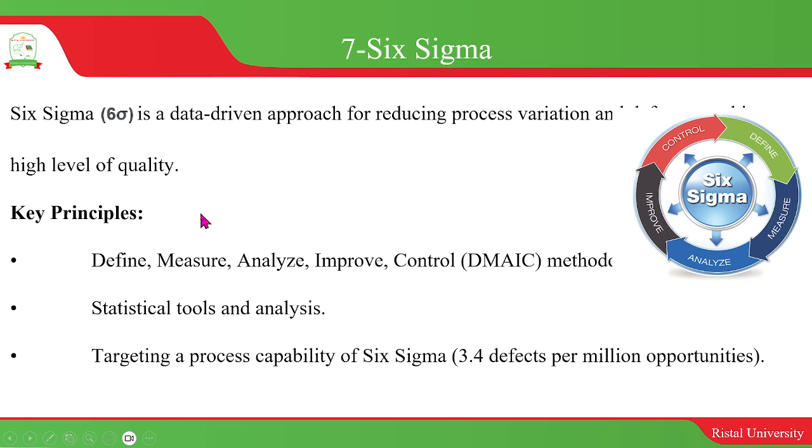The key principles are to define, measure, analyze, improve, and control. We can see here the Six Sigma: we have define, measure, analyze, improve, and control. This is what it does. It uses statistical tools and analysis, and then it targets a process capability of Six Sigma, 3.4 defects per million opportunities.